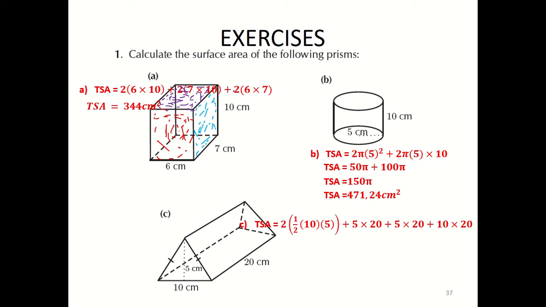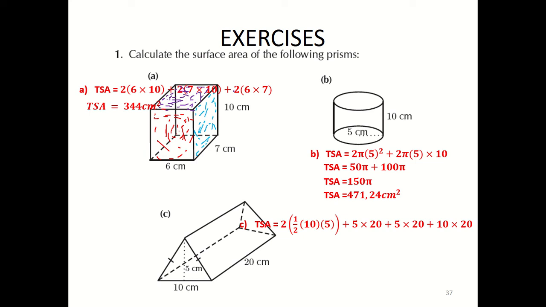To calculate the total surface area of a triangular prism, you simply calculate the area of the two triangles. You will take the base of the triangle, which is 10, multiplied by the perpendicular height of the triangle, which is 5 centimeters, double that, and obviously it will give you the area of the two triangles, which is your base.